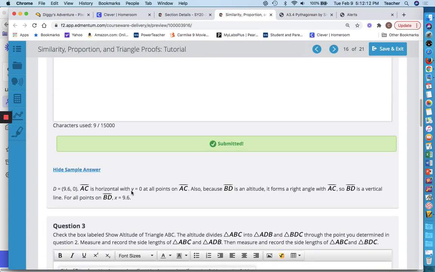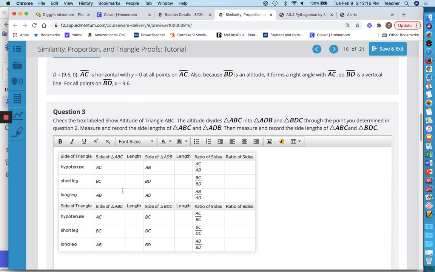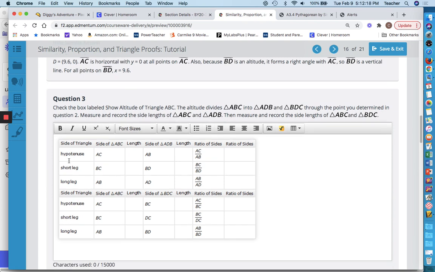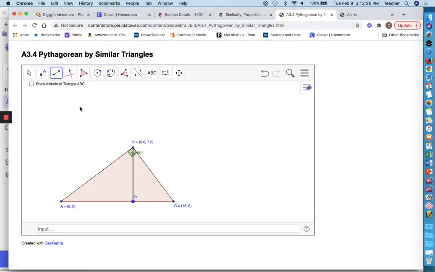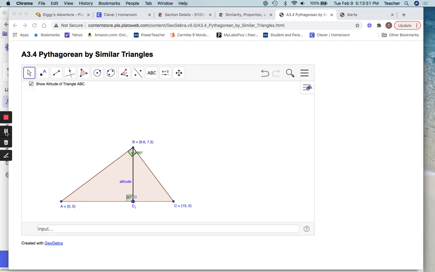And looks like, yeah, that's all I had to find. All right. Sweet. Ooh, question number 3. Got lots to find here. Oh my goodness. Check the box labeled show altitude in triangle ABC. No way. I could have done that to begin with. Yeah, there it is.